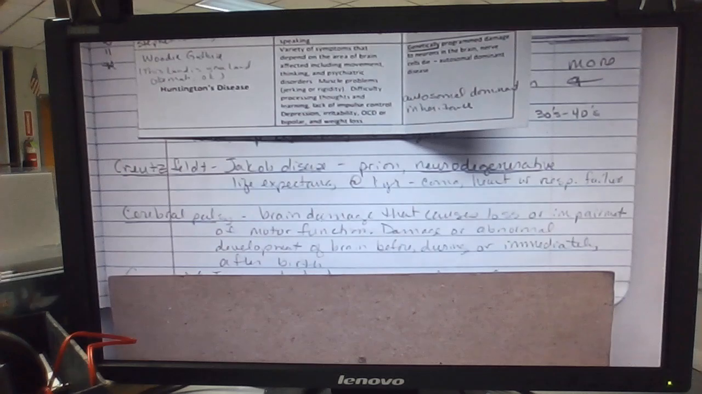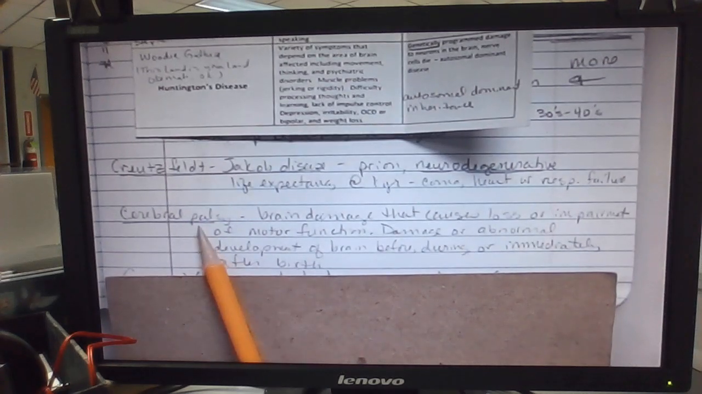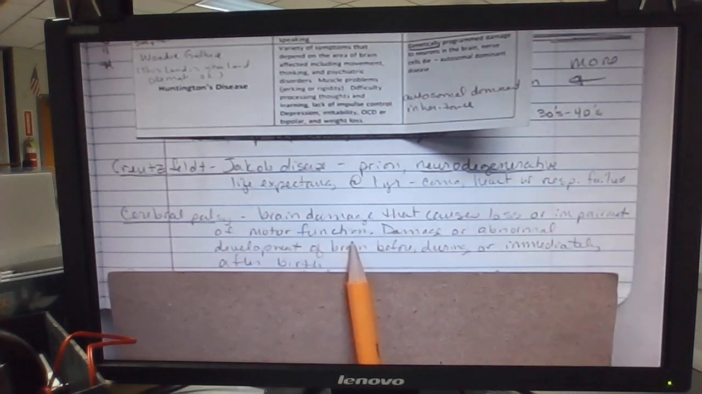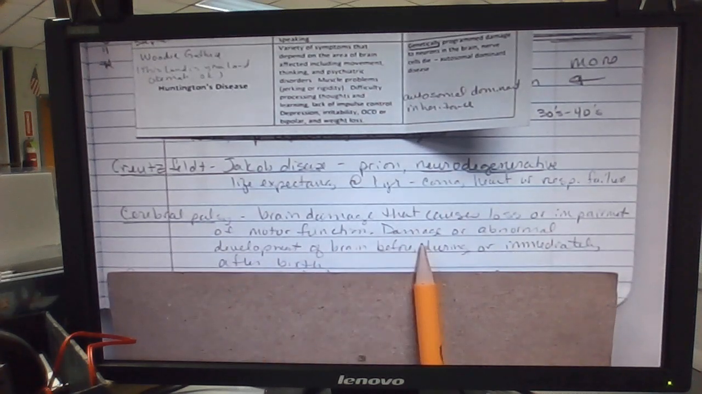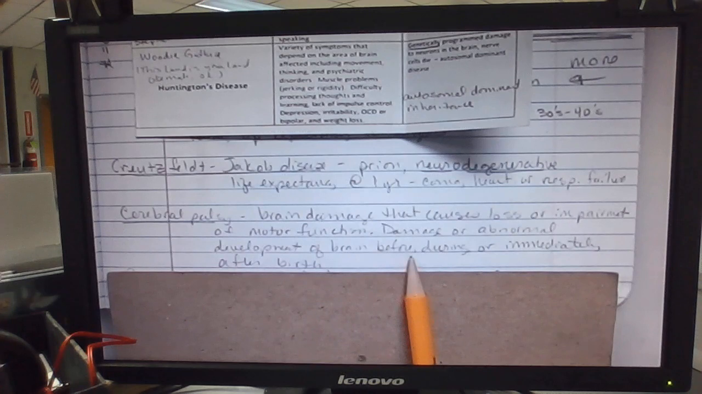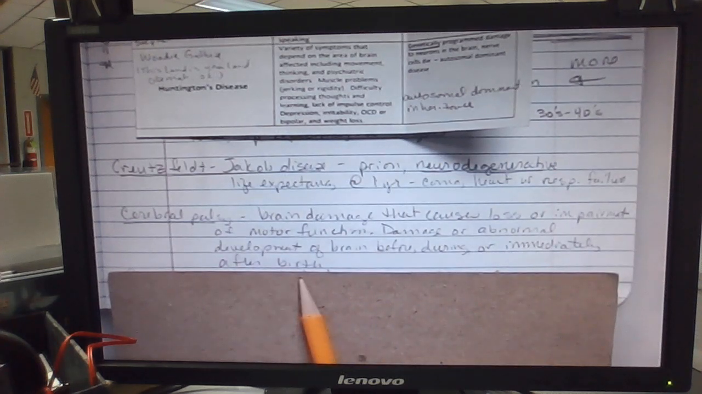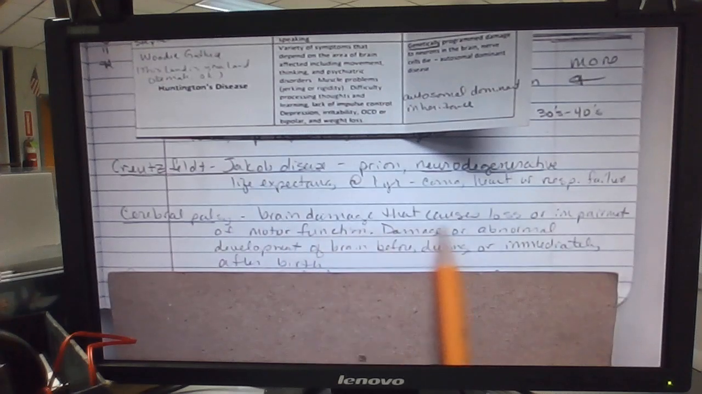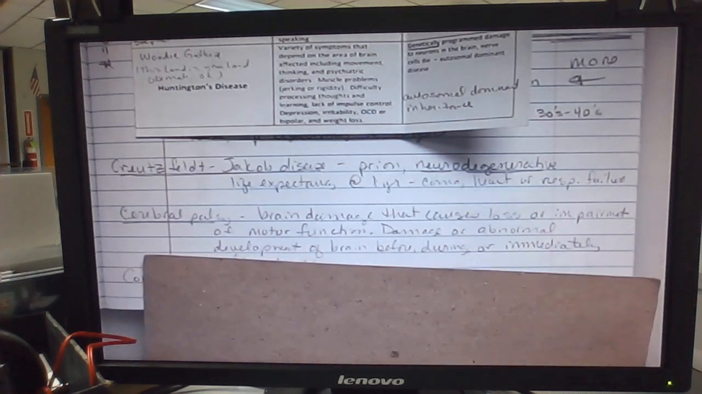Cerebral palsy. Cerebral palsy is due to brain damage that causes loss or impairment of motor function, damage or abnormal development of the brain before, during, or immediately after birth.